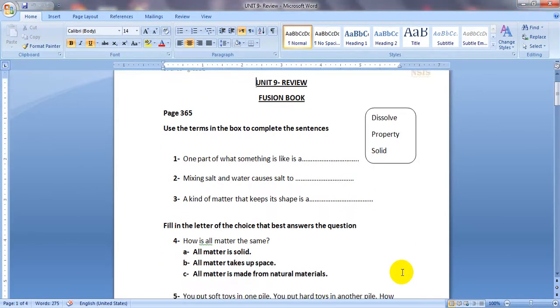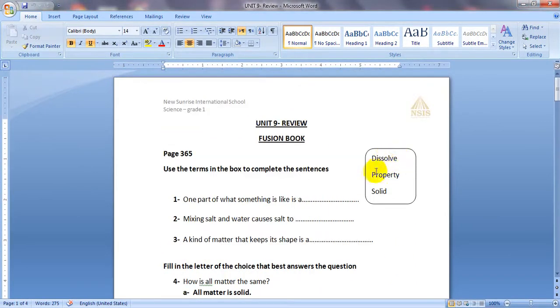Question number 1. You have 3 words in a box and you need to use each one of them to fill only one sentence. The words are soul, property, solid. Let's start reading the first sentence. One part of what something is like is a.